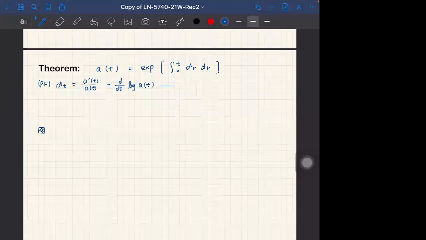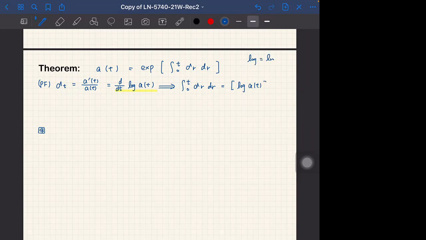Using this, you integrate both sides and you can get the theorem immediately. The idea is just the force of interest: if you integrate it, it becomes the logarithm. So the integral from 0 to t of delta r dr is the integral of the right-hand side. We differentiate, then integrate, and we go back to the original function. So we get the log of a of t. Here log is the natural logarithm.